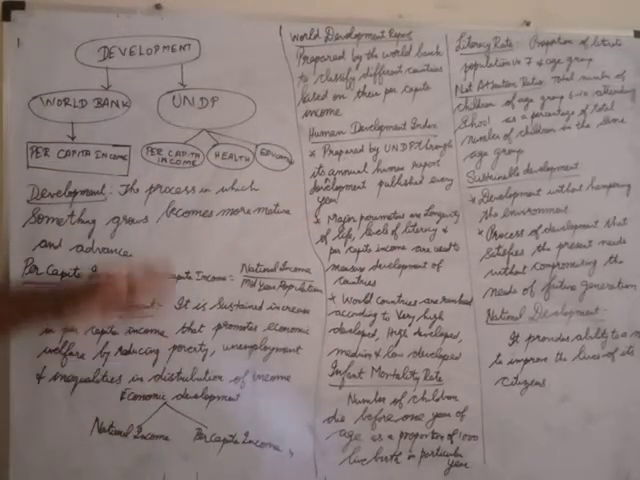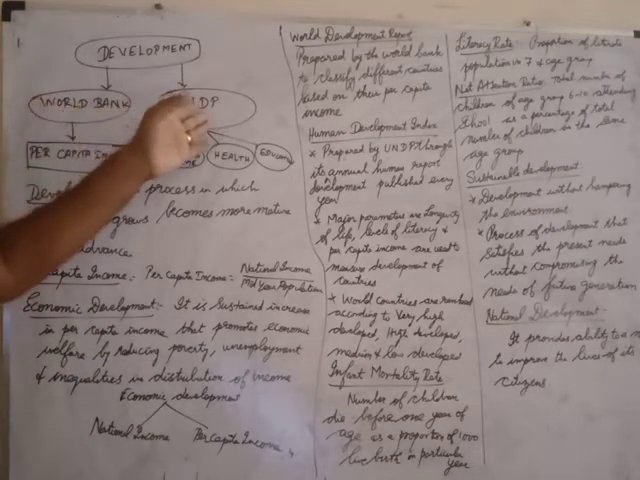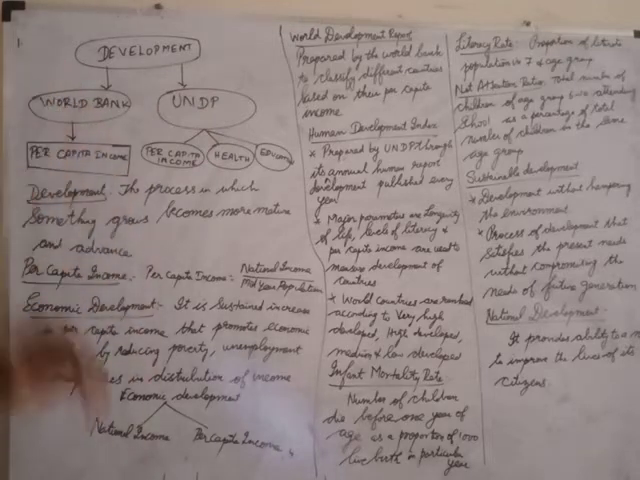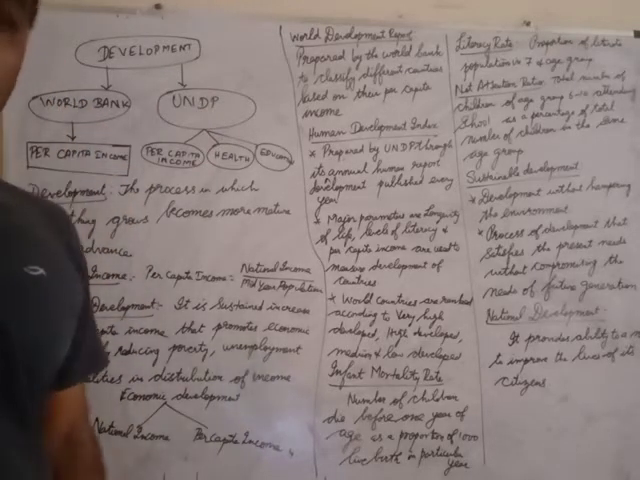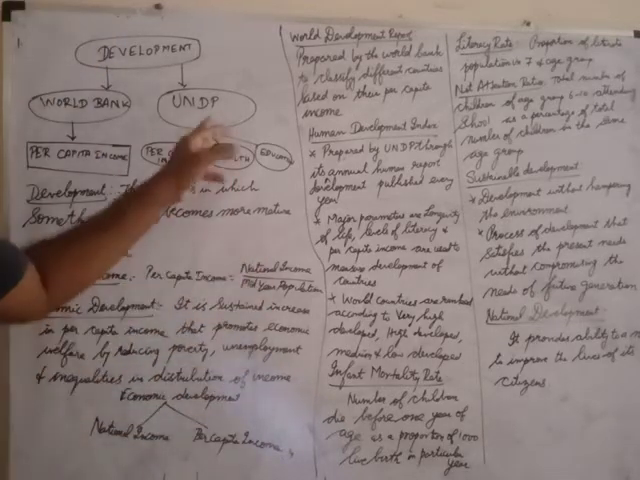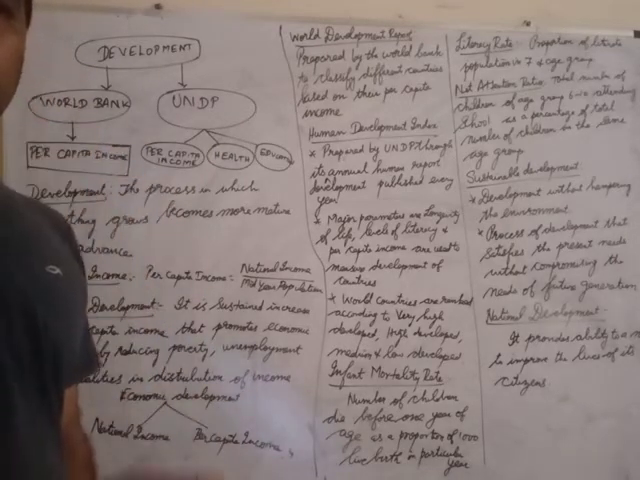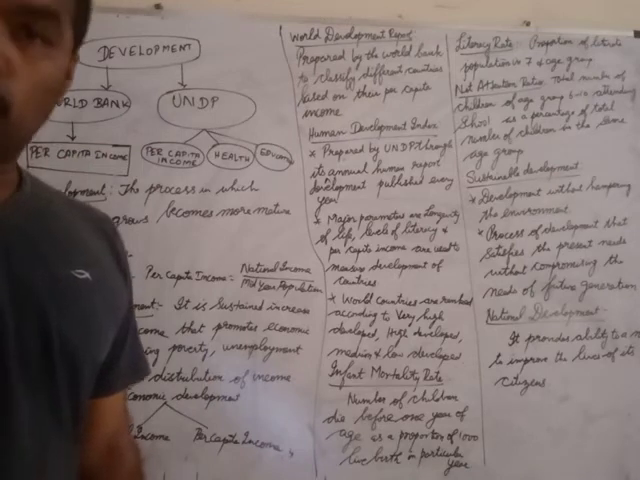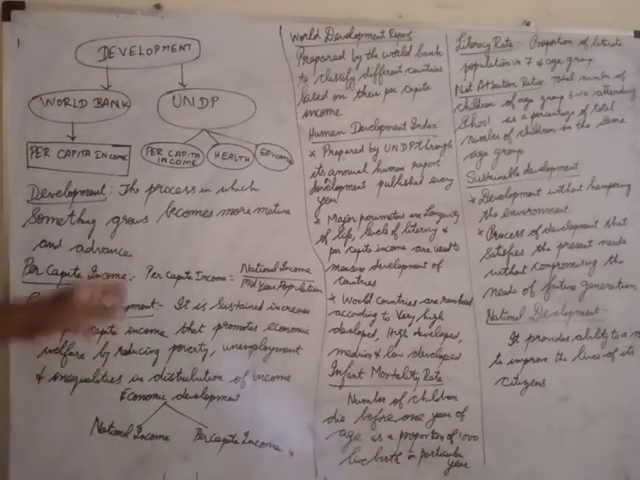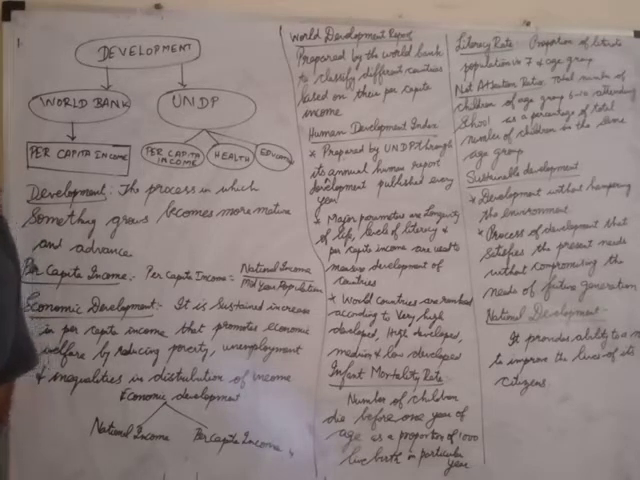Okay? So under development, what are the things which have been associated? World Bank, UNDP. What does World Bank mean? It is one of the biggest banks in the world, and it deals with per capita income. UNDP means United Nations Development Program. In this United Nations Development Program, different fields are associated: health, education, transport, likewise different sectors.